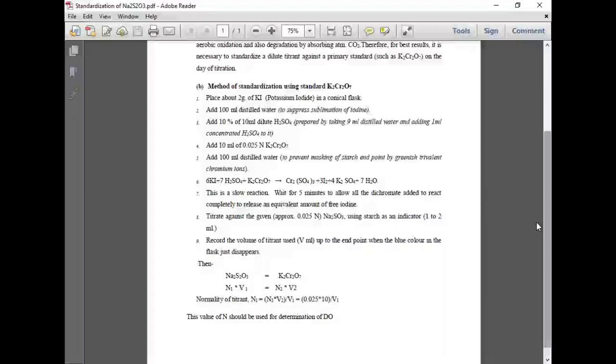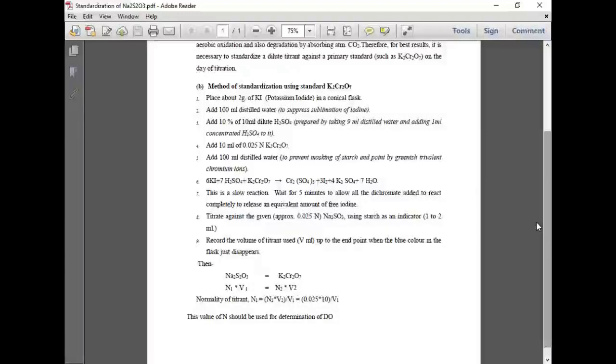So after waiting for 5 minutes and all the amount of iodine is liberated, we are going to add 1 to 2 ml of starch indicator. Now the color in the conical flask will turn blue after addition of starch indicator. The endpoint of the titration process here is blue to colorless.